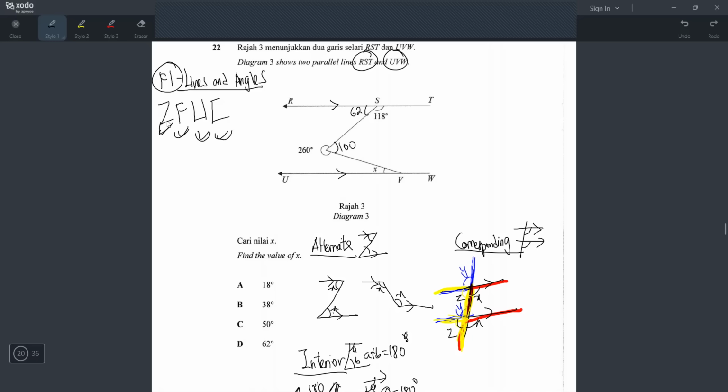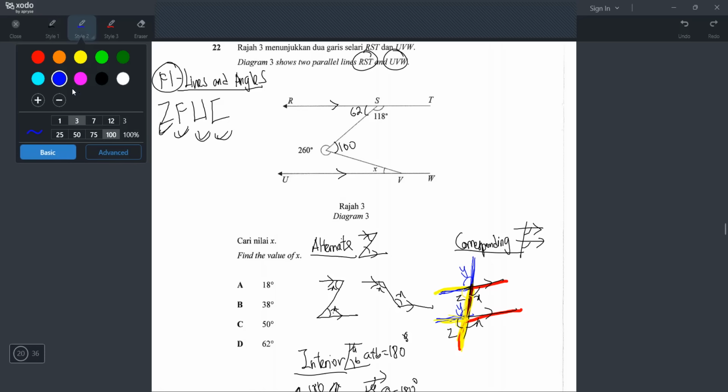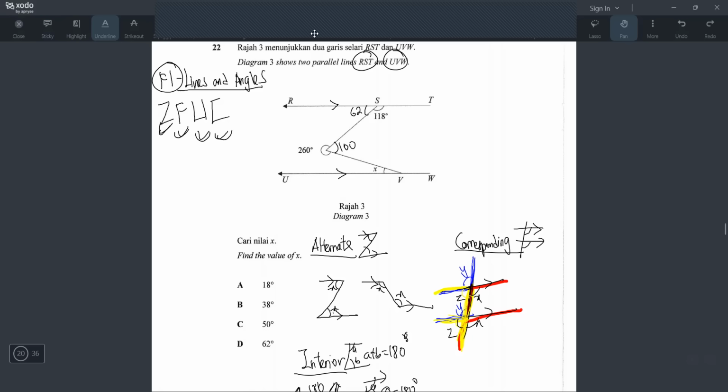So, in order to apply the ZFUC, I need to tambah satu line, right? I need to make it into a Z, and the only way here to make it into Z is to tambah satu line. So what I will do now is I will erase the 100 and I will tambah satu line like this. Okay? And I will tell you why I tambah this line.